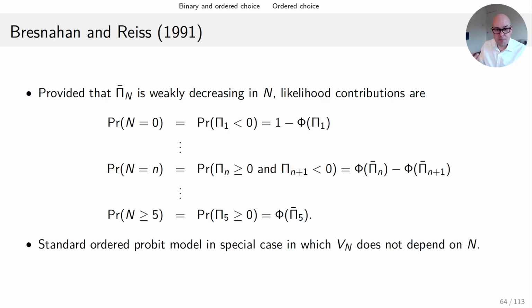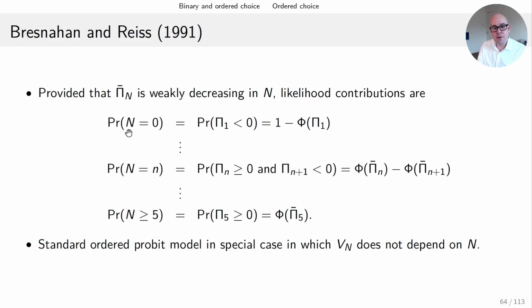Okay, so we're going to observe in our data the number of firms in the market. So what we need to do is derive the probability to observe no firms in a market, the probability to observe n firms in a market, or the probability to observe 5 or more firms in the market. And these choice probabilities are, at the end of the day, very, very similar to ordered probit choice probabilities. So let's look at this in more detail.